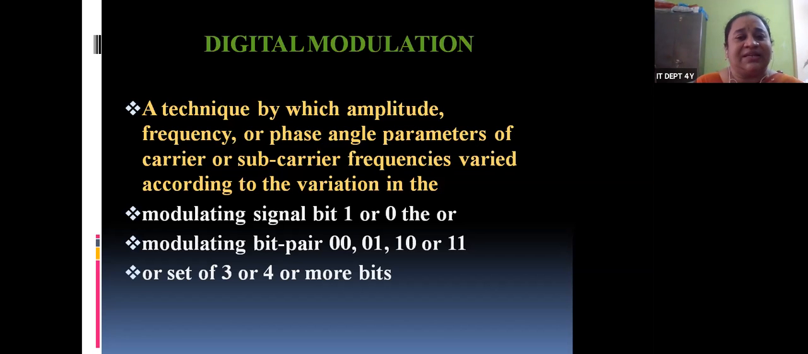When you represent the signal with ones and zeros, you are again representing those three parameters: amplitude, frequency or phase angle. All those will be represented according to the modulating signal's frequency, amplitude or phase value with ones and zeros. That is different from analog values. Analog signals are represented with analog parameters, whereas digital modulating values are represented with ones and zeros. That is the difference between digital modulation and analog modulation.